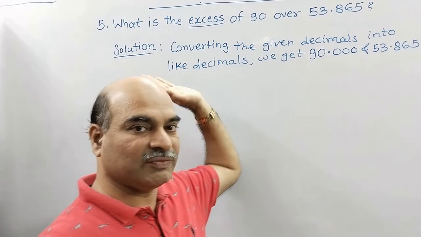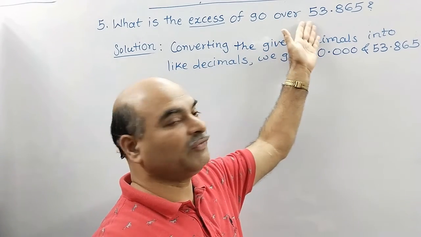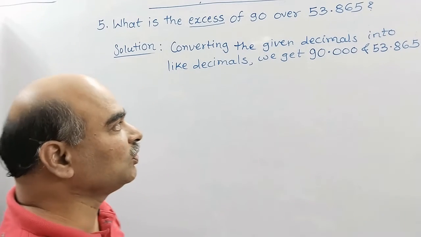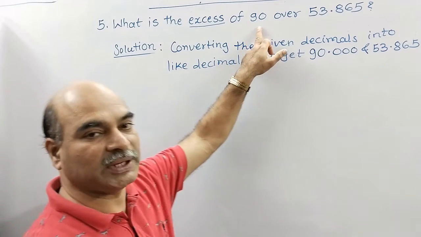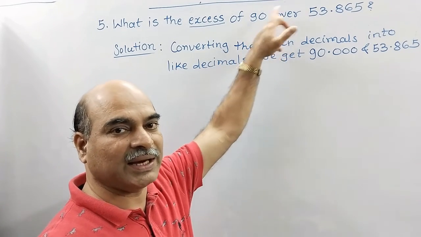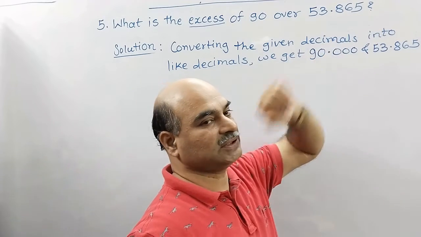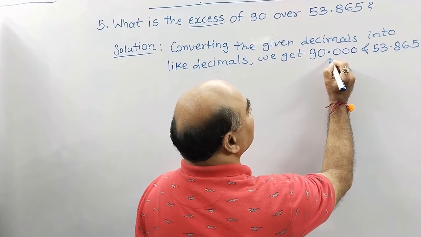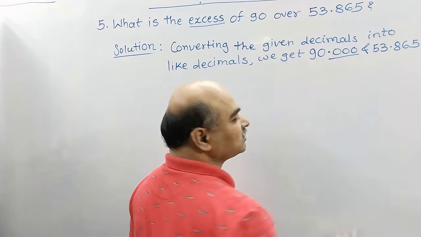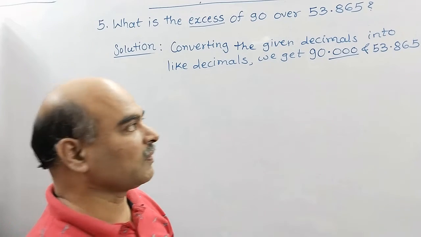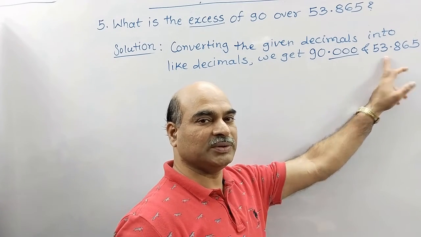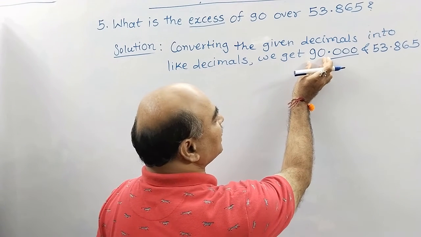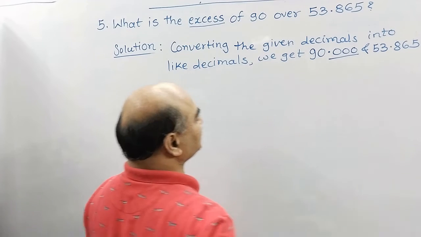Two numbers are given. One number is 90, the second number is 53.865. Are they like decimals? Obviously no, because there are no decimal places in 90, and the other carries 3 decimal places. So the first step we take is that 90 becomes 90.000. Three decimal places are there, and this also has 3 decimals. Now these are like decimals, with integral parts 90 and 53.